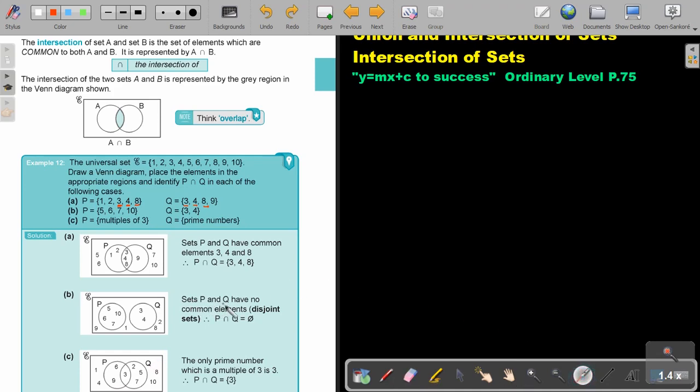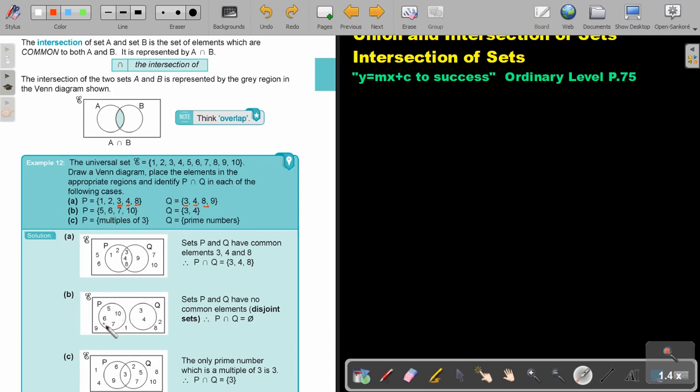So set P is this, and Q have, okay, now if you look, 5, 6, 7, 10, 3 and 4, there's no common elements. So it's a disjoint set. So I don't let them overlap. I just draw them separately. So then it's actually very easy.